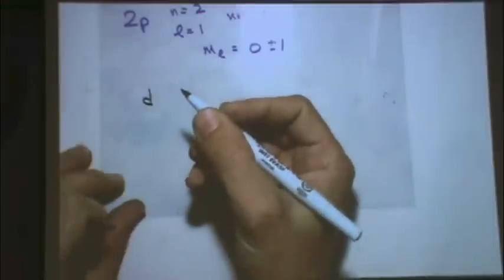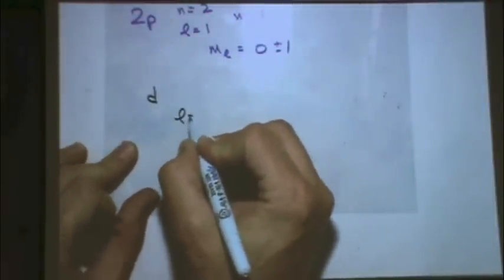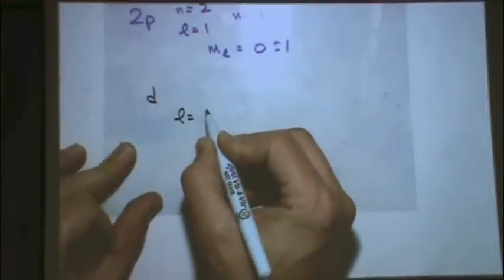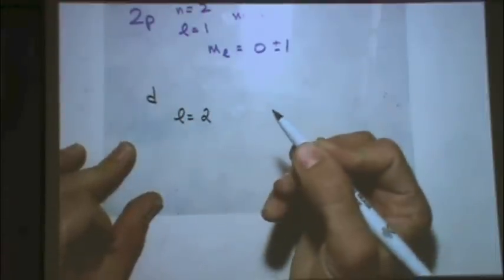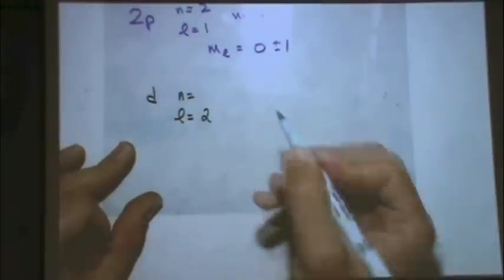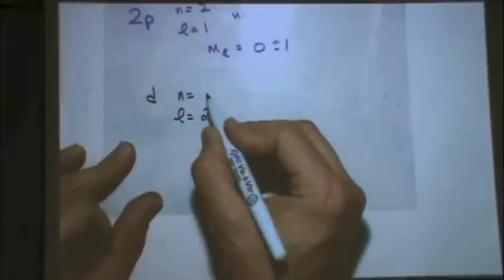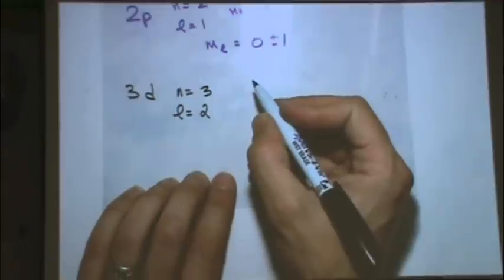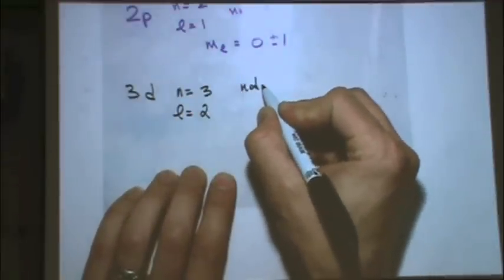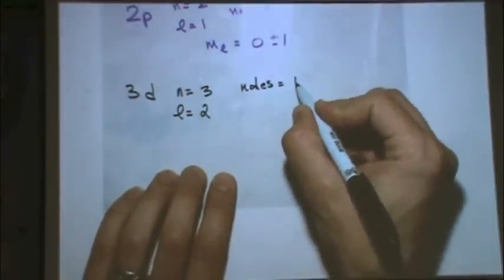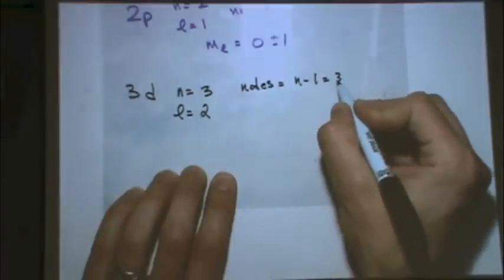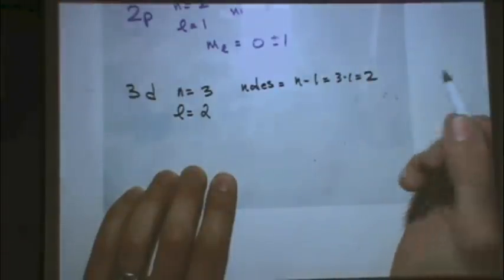Let's talk about the d orbital. That's the next one. What's l for d? 2, yeah. So what's the smallest n can be? 3, one bigger than l. So a 3d orbital is the lowest energy d orbital. You can't have a 2d, can't have a 1d. How many nodes would this have? Yeah, n minus 1 or 3 minus 1, which is 2. Two nodes, we'll look for that.